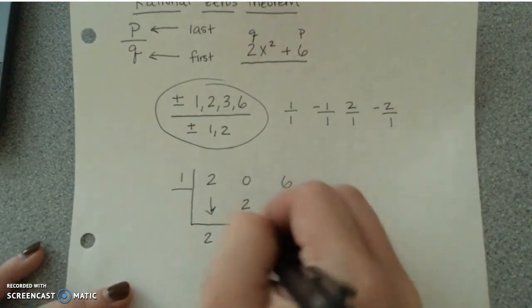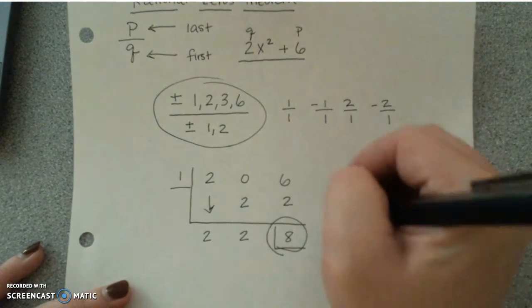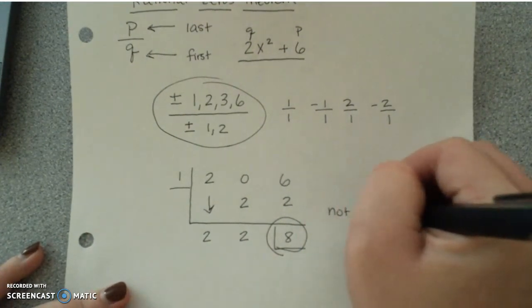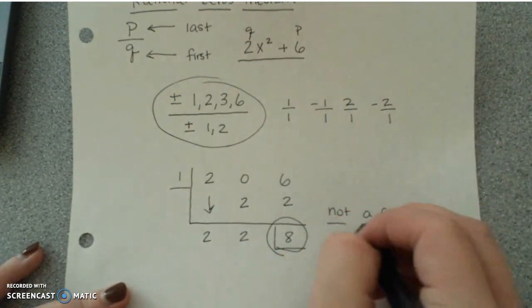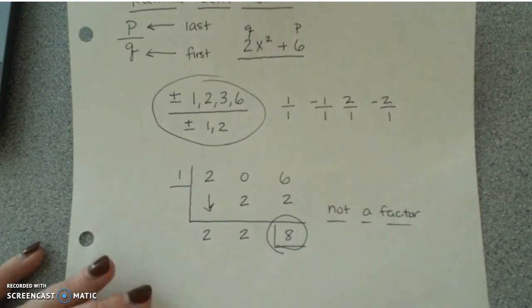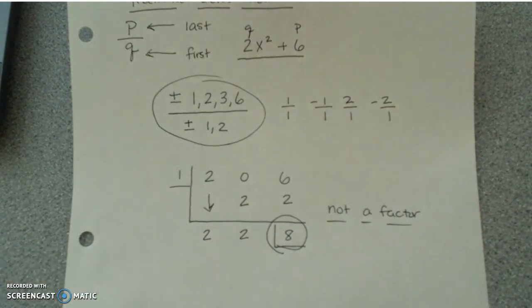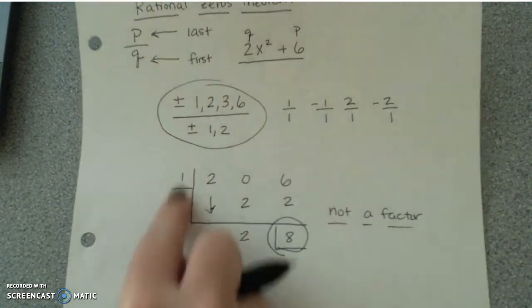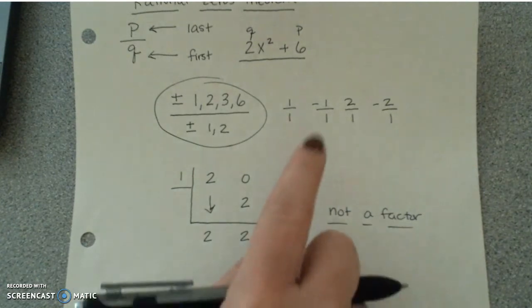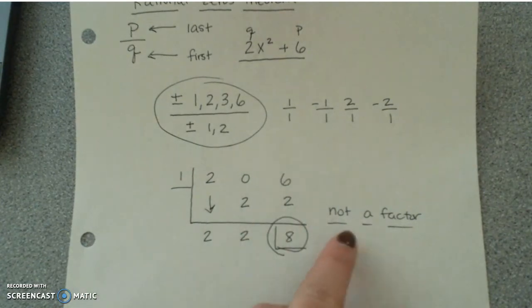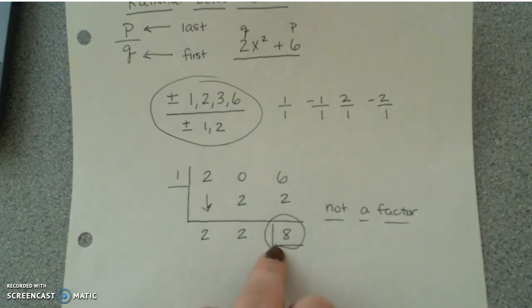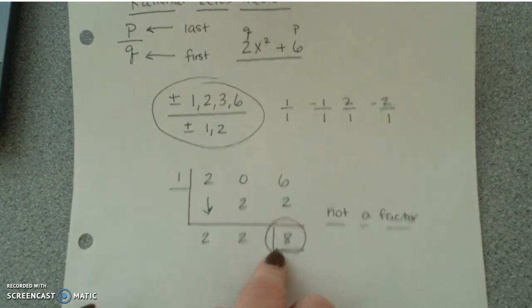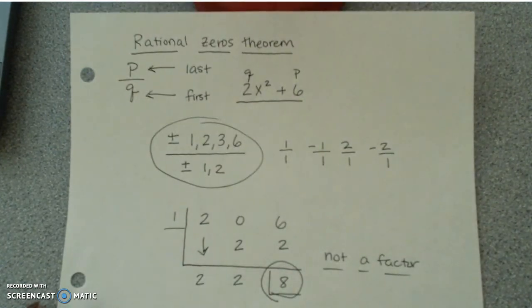Because my remainder was not 0, this is not a factor. Okay? My remainder has to be 0 in order for this to be a factor. So if I ask you to do this, you'll do synthetic division with one of your possible zeros, and you'll tell me whether it's a factor or not, based on what the remainder is. So that's our rational zeros theorem.